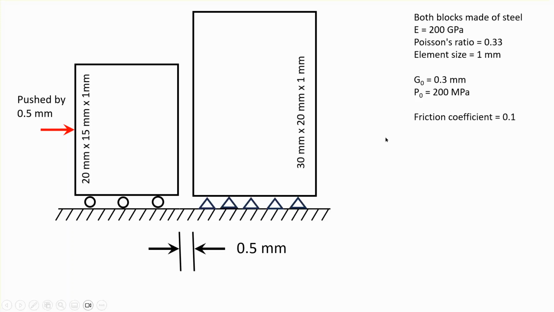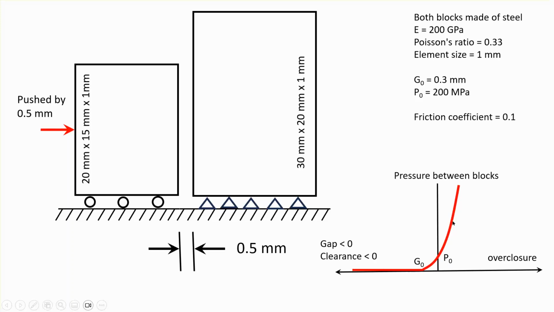Now, what this means is that if you push to the left, nothing is going to happen. There won't be a pressure. But as soon as the gap becomes 0.3 millimeter, pressure builds up, in spite of the fact that they have not contacted each other. So that's what this really means. And when it closes, the pressure maximum is going to be 200 megapascal. Okay. So basically, this is what we're doing.